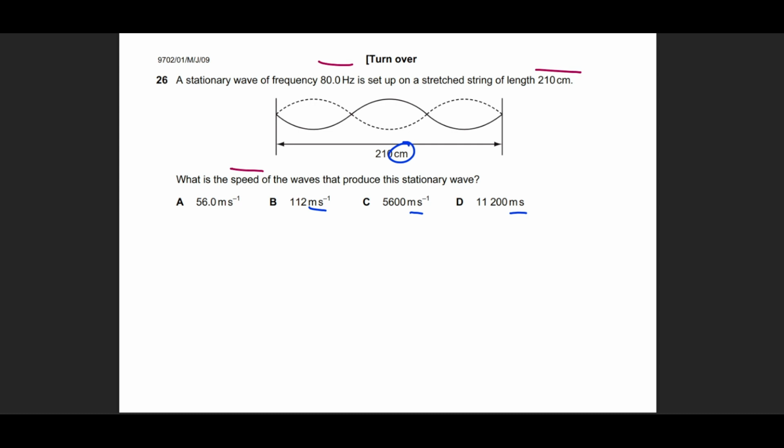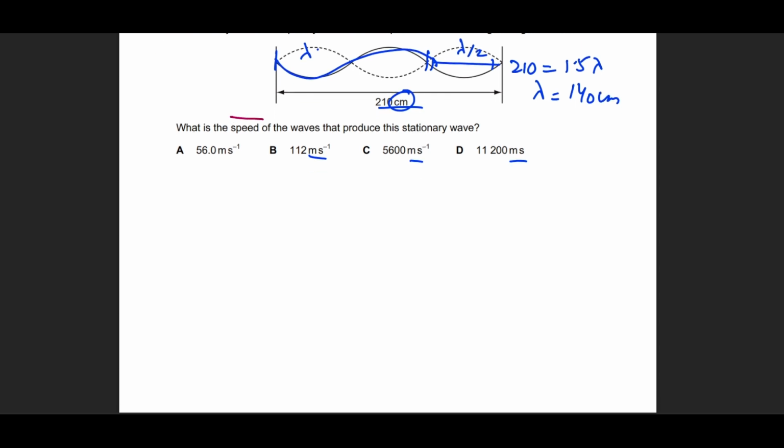Anyways, how many waves are being formed? We have one complete wave from this point to this point, it is lambda, and from this point to this point, lambda by 2. So within a distance of 210 centimeters given to me, I'm covering 1.5 wavelengths. So lambda comes out as 210 divided by 1.5. Let's do that. 140, but this is in centimeters. I will add a factor of 10 raised to the power minus 2 to make this into meters.